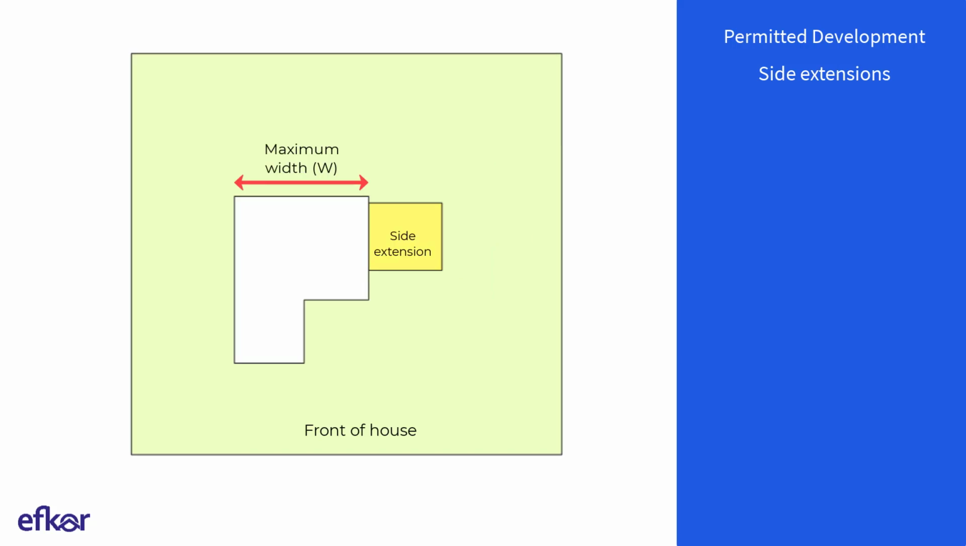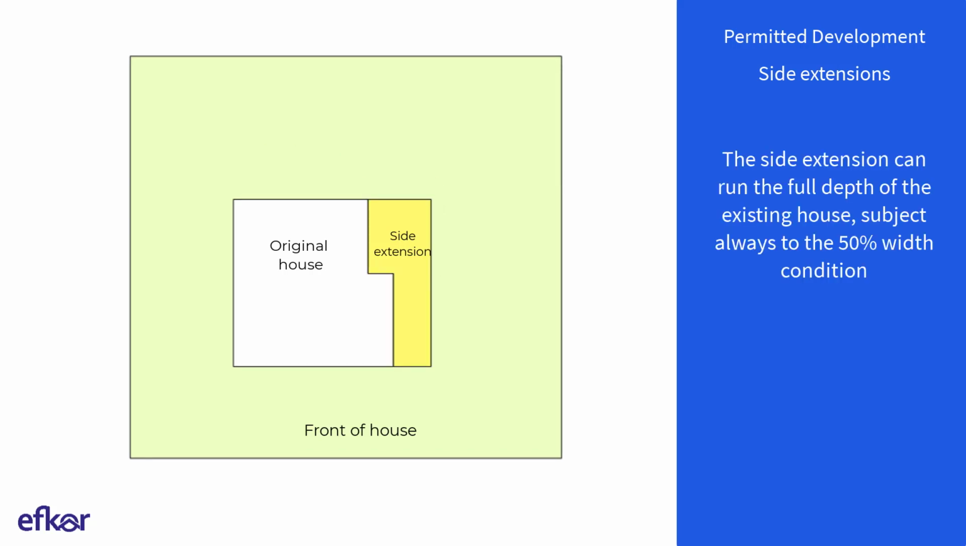Here the maximum width of the original house is at the rear, and 50% of this dimension is the maximum allowable width of this side extension. The side extension can run the full depth of the existing house, subject always to the 50% width condition.